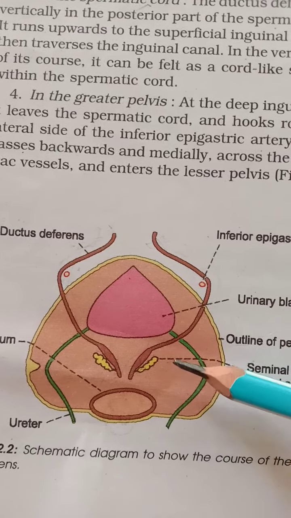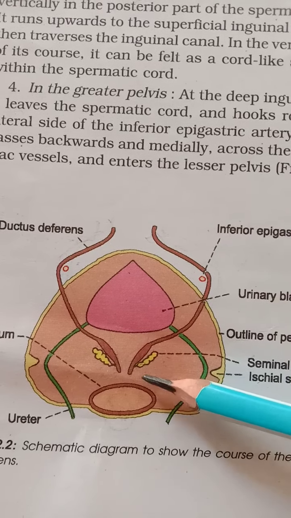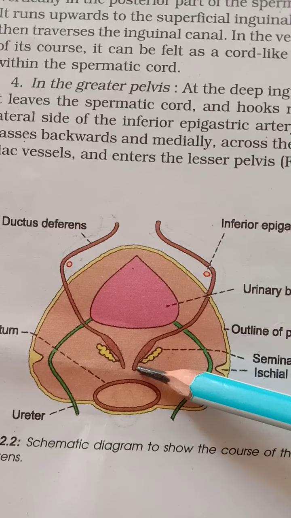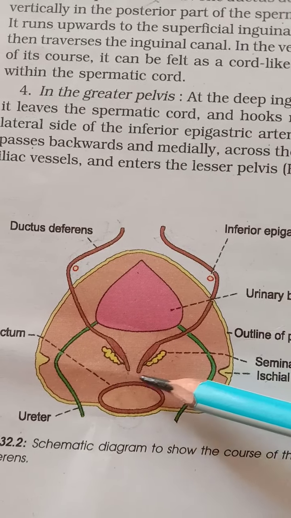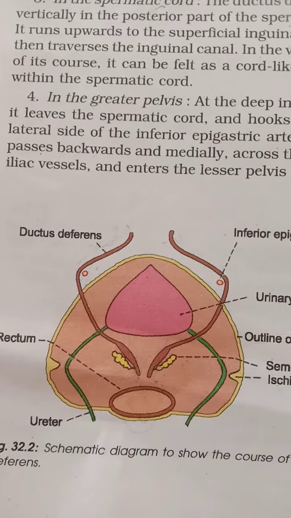Then finally it converges to reach the base of the prostate, where it joins with the duct of the seminal vesicle to form the two ejaculatory ducts. So this one, and immediately posterior to the neck of the bladder.